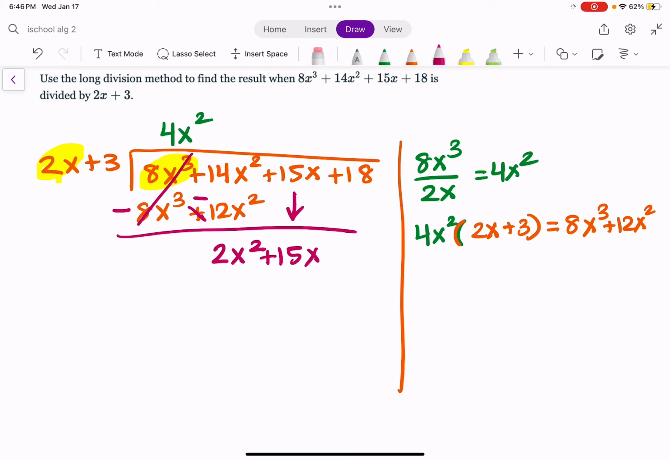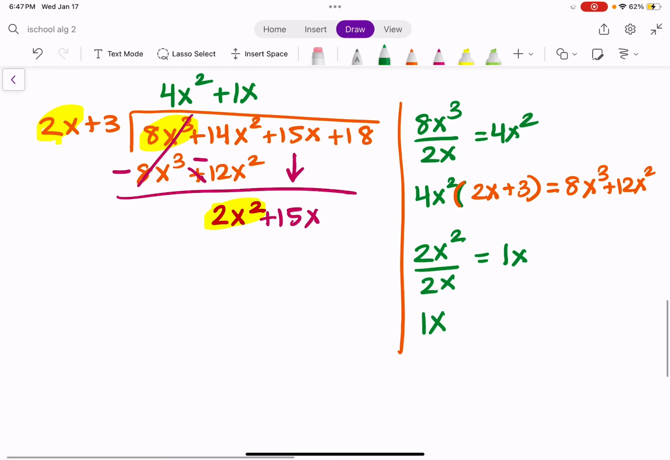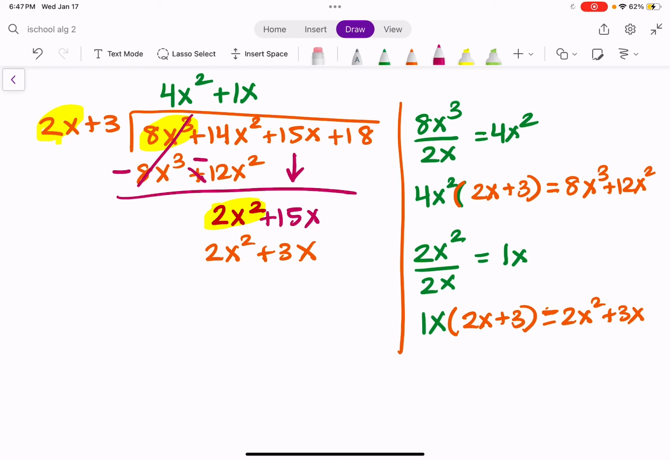Now same thing. First thing on the inside divided by first thing on the outside. So I have 2x squared divided by 2x. This is just going to give me 1x. So I have plus 1x. So I'm going to take that 1x. I'm going to multiply it by whatever's on the outside. I'm going to get 2x squared plus 3x. I'm going to write that underneath. Switch my signs because I'm subtracting. So I'm going to get 12x. Bring down the next term.